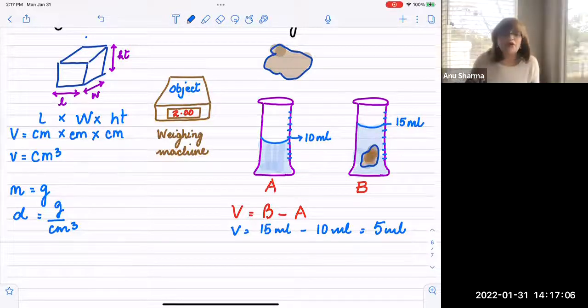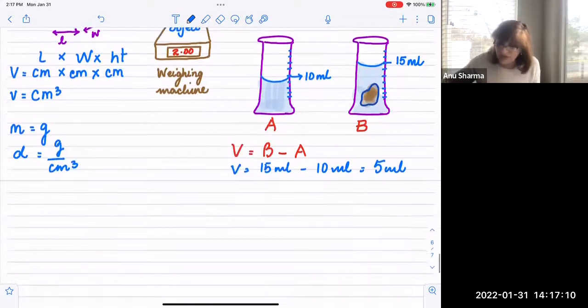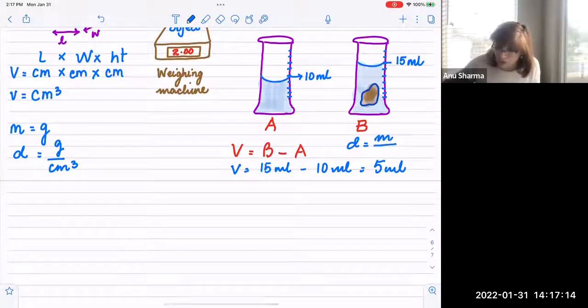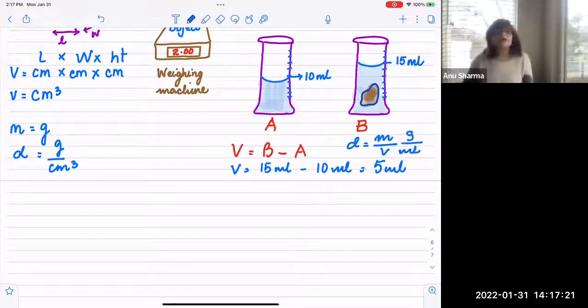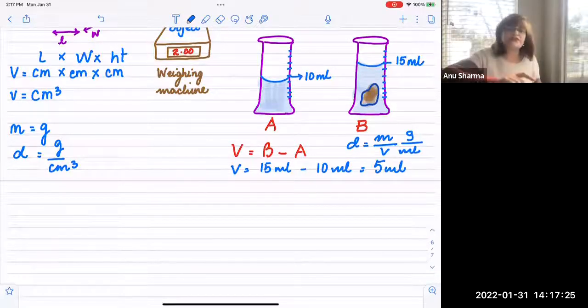You take the rock, place it on the weighing machine, and get the mass. Same thing: the density is equal to mass in grams over the volume. The only difference is that here the volume is in milliliters and the mass is in grams, because you got the volume by the displacement of water. So these are the two ways you can measure the density of solids, regular and irregular. Okay, next, let's look at the next problem.